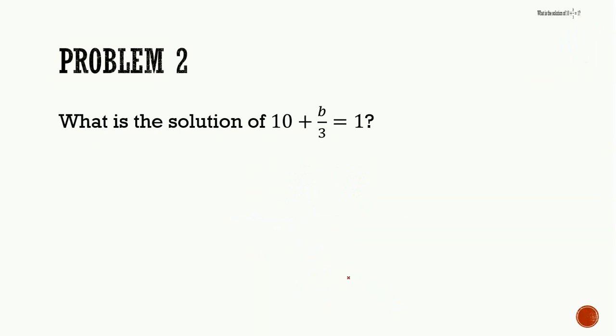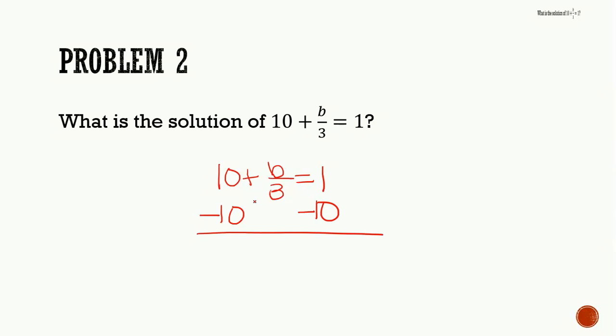Let's try this one. 10 plus b divided by 3 equals 1, or b over 3. I call it b divided by 3, so I remember that I'm dividing. The very first thing I have to do is identify that I'm doing addition and division. So I have to undo the addition first. The opposite of addition is subtraction, so I'm going to subtract 10 from both sides. 10 minus 10, it's gone. So I'm left with b over 3. 1 minus 10, that's negative 9.